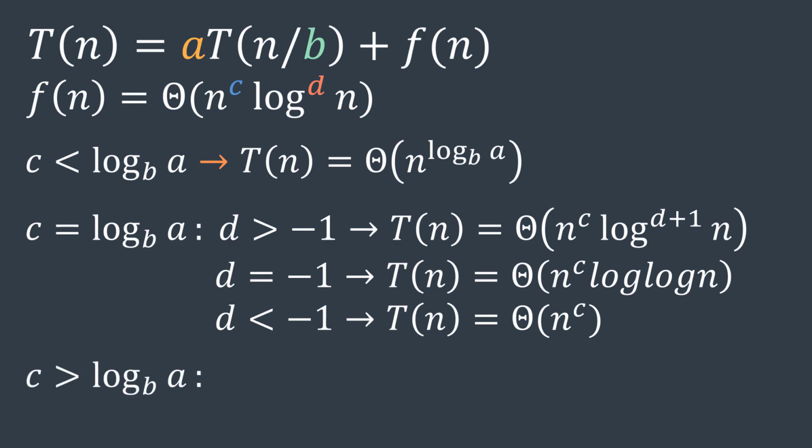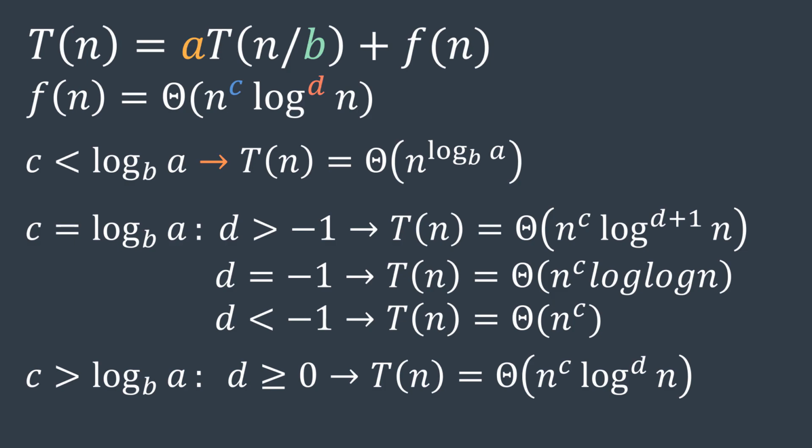And for the third case, if d is greater than or equal to 0, then the time complexity is Θ(n^c × (log n)^d). Else if it's smaller, then the time complexity is Θ(n^c). Oh, and by the way, we assume that the time complexity of the base case is constant. Enough theory, let's move to examples.